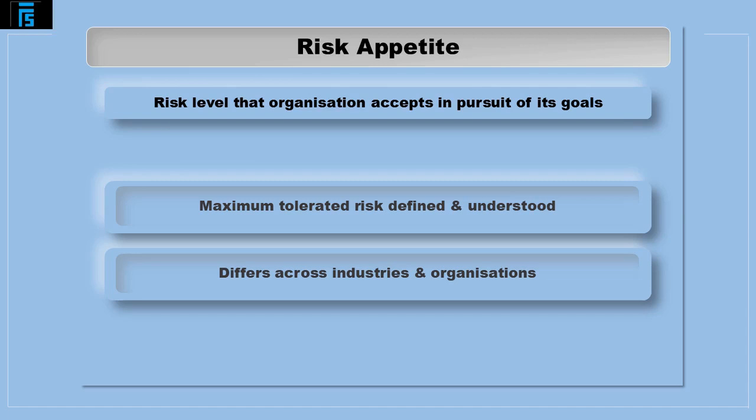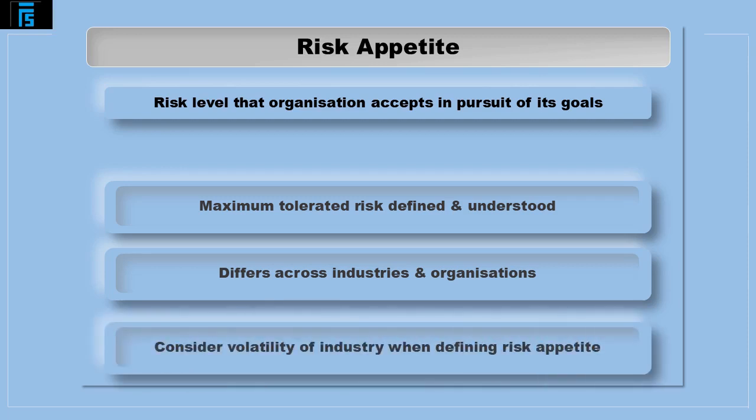For example, companies whose activities may have an impact on public safety, such as nuclear power plants, are characterized by a low level of risk acceptance, whereas startup businesses typically manifest a high tolerance for risk. When defining its risk appetite, an organization has to consider the volatility of the industry in which it operates, seasonality of the business, and competitiveness of the market.